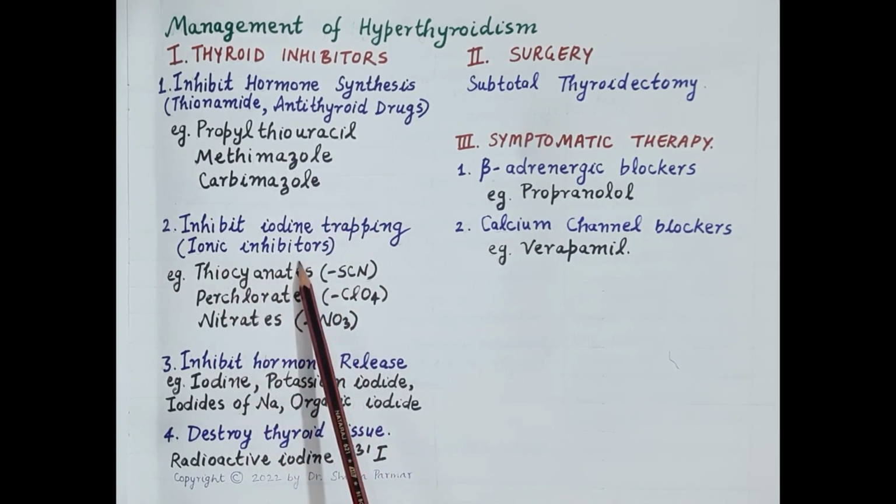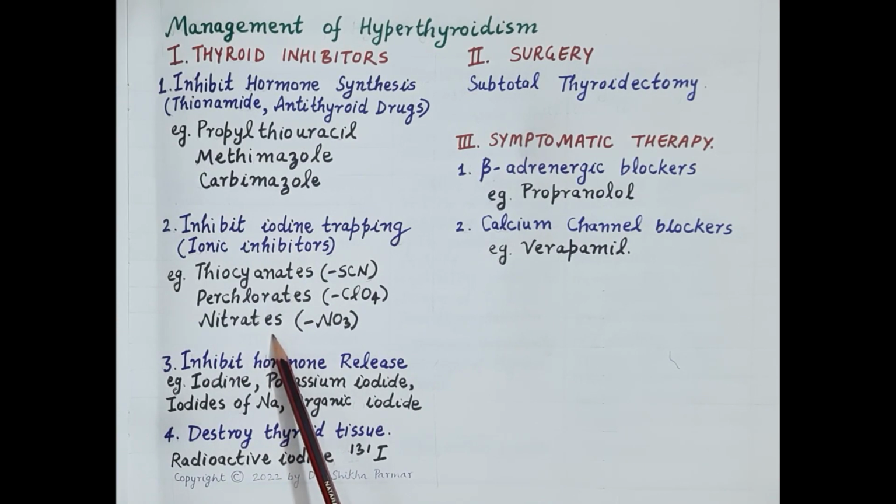Then are the ionic inhibitors. Now, as we all know, iodine is essential for the synthesis of thyroid hormone. These drugs inhibit iodide trapping by the thyroid follicles. That means these drugs inhibit movement of iodide ions from the blood into the thyroid follicles so that synthesis of T3 and T4 does not take place. And these drugs include thiocyanates, perchlorates, nitrates. Now, these drugs are highly toxic and thus they are not used clinically in the treatment of hyperthyroidism.